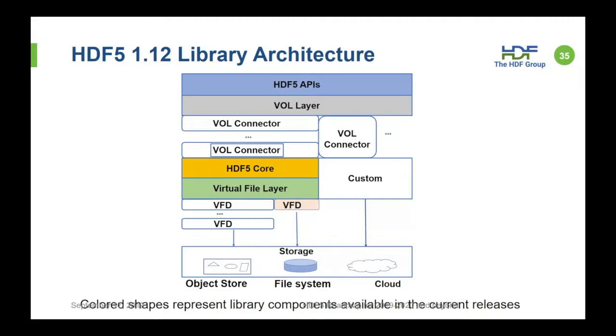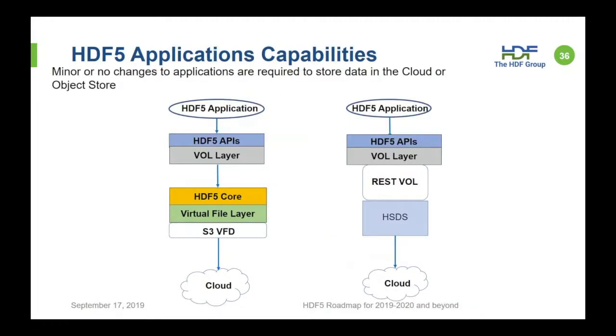In 1.12, we'll release a virtual file driver that will talk to the cloud. So in this picture, you see two different ways of talking to the cloud. As an example, we now have a REST VOL connector that uses, and John will talk about it, a highly scalable data server to talk to the cloud. Or you can have a regular HDF5 application, with whatever it can do, for example that asynchronous I/O, but underneath there will be an S3 VFD that writes HDF5 data to the cloud, and we will release those in the 1.12 release.